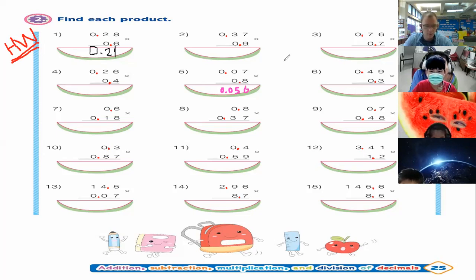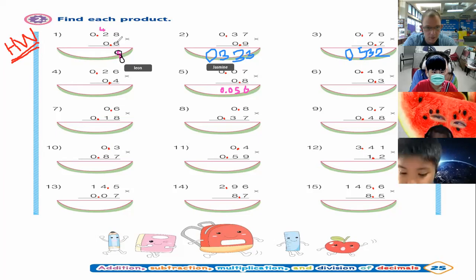Teacher, is this correct? No, unfortunately that one is not correct. Okay, what is 6 times 8? 48. What is 6 times 2 plus 4? 16. How many decimal places do we have? 1, 2, 3. So the decimal point is here, the 0 there.